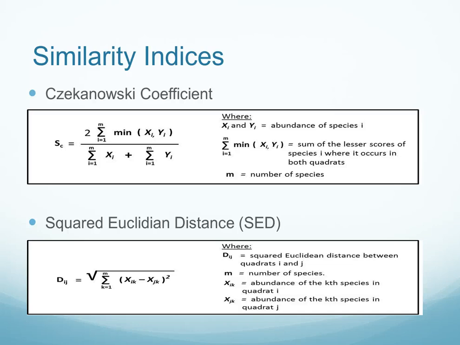Squared Euclidean distance, on the other hand, is a dissimilarity index, and so it ranges from 0, which represents total similarity, to infinity. The larger the number for the squared Euclidean distance, that means that the sites are not similar.